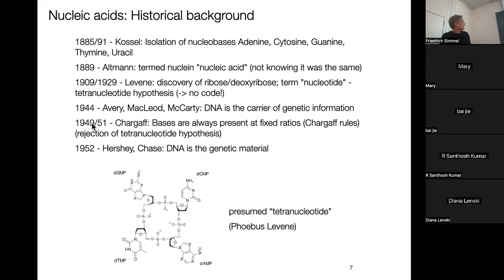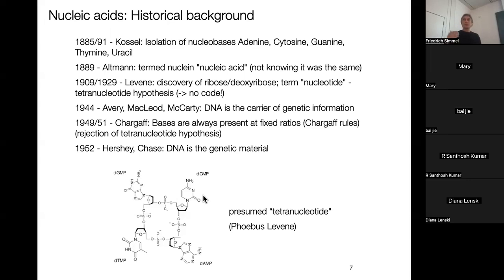So that was later used by Chargaff. The assumption at that point was that you always have the same ratio. You have a ratio of G to C to T to A of 1 to 1 to 1 to 1. And later, of course, people figured out that this is not true.